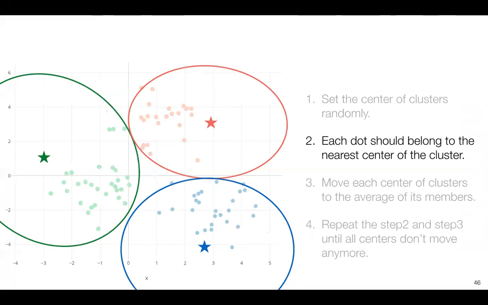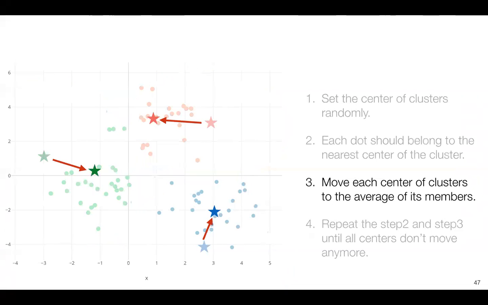So all the dots find, hey, I'm closer to the red star, or the green star. We basically assign which star each dot belongs to. And then after that, the algorithm moves the original center locations to the center of the dots, or rather moves each cluster's center to the average of its members.